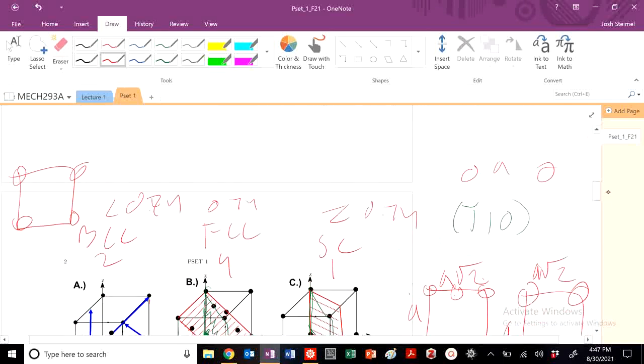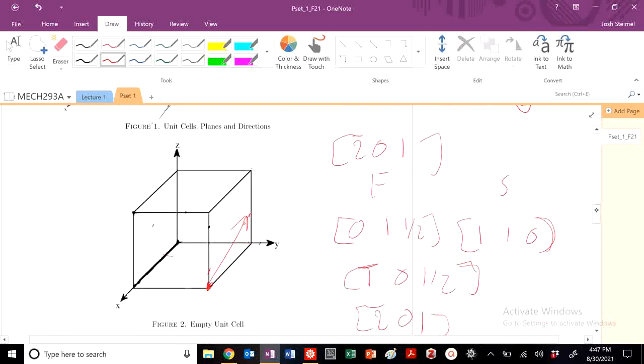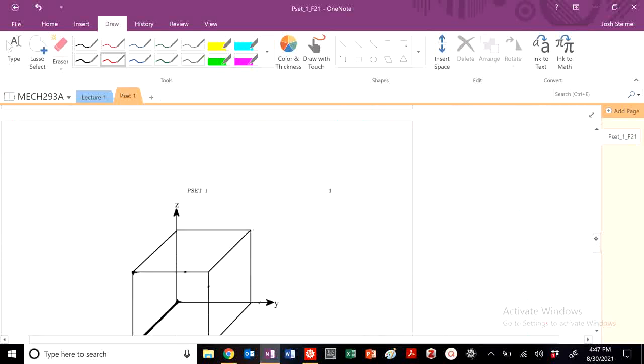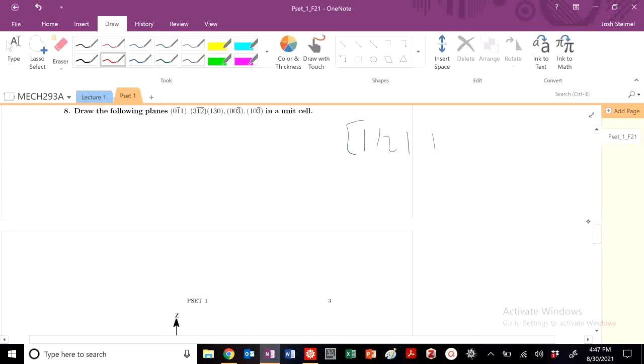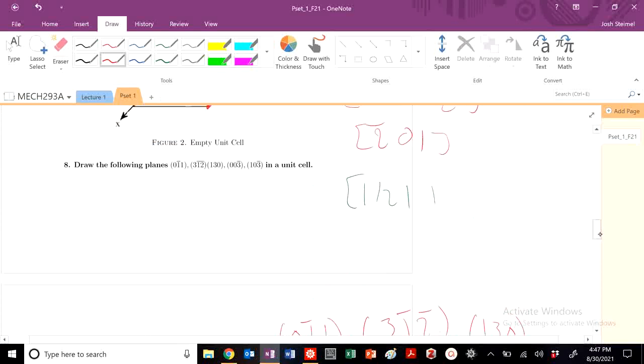So we are done with directions. We finished the directions. Whew, that took a little while, but anyway, we're almost there. All right, so I'm going to go ahead and write these down right now on this page so we can see it. So 0, 1 bar 1, 3, 1 bar 2 bar, 1, 3, 0, 0, 0, 3 bar, and then 0, 3 bar. All right, I think that's pretty much it.